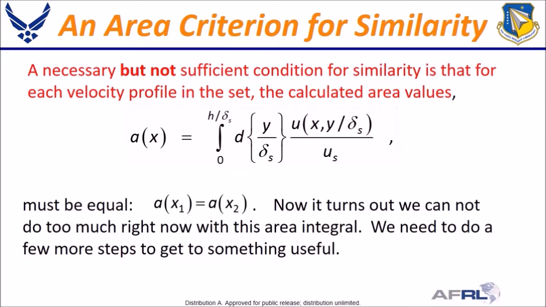A necessary but not sufficient condition for similarity is that the calculated area values for each velocity profile in the set must be equal. Now, it turns out that this particular area integral is not very useful in its present form. We need to do a few more steps to get to something useful.